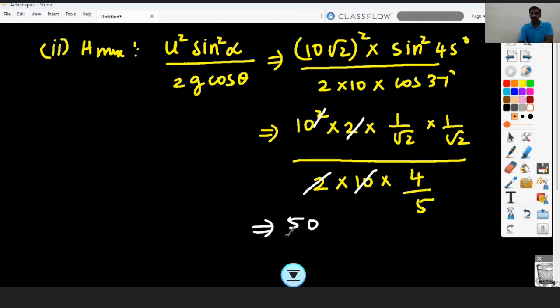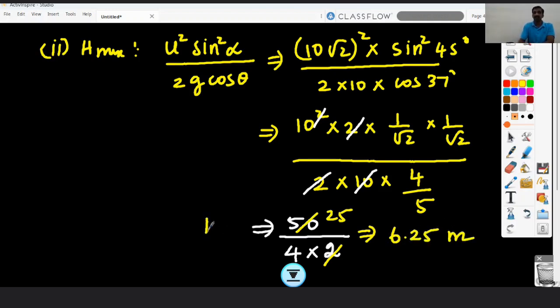divided by 4 into, root 2 into root 2 will be 2, no? So 4 into 2, 8. So here we can cancel this also. This 2 if we cancel, we will be getting 25 by 4. In 25 we will be having 6 fours. 6 into 4 is 24. Remaining 1 will be there. So put decimal point, and we'll be getting 6.25 meter. So this is the H maximum.